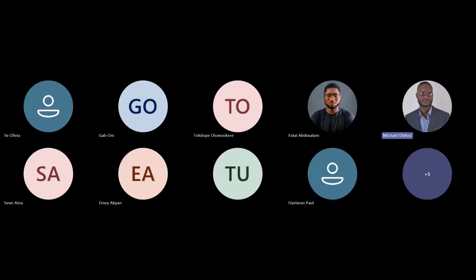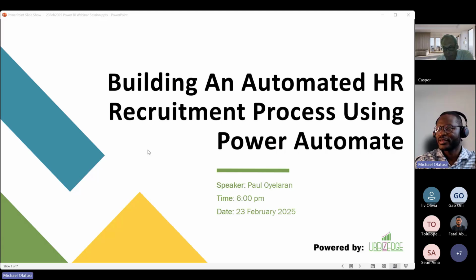An unusual topic, even though it is a Power BI series. We are actually having a topic on Power Automate, but as you can see, the first letter of both tools is Power, so it means there is something connected. According to Microsoft, it is Power Platform, though now Power BI is beginning to have its own separate family of tools. But today we are going to have Paul Oyelaran take us on building automated HR recruitment processes in Power Automate.